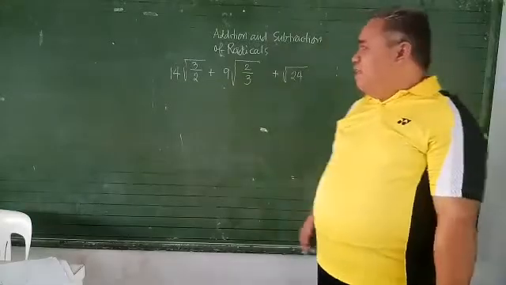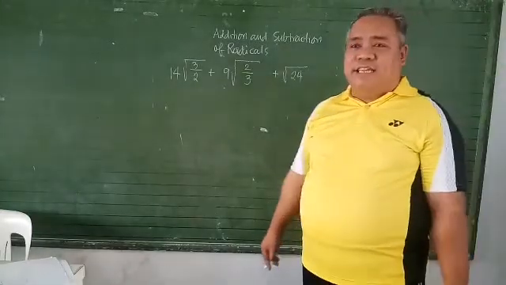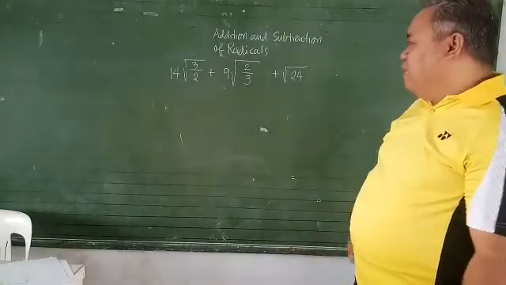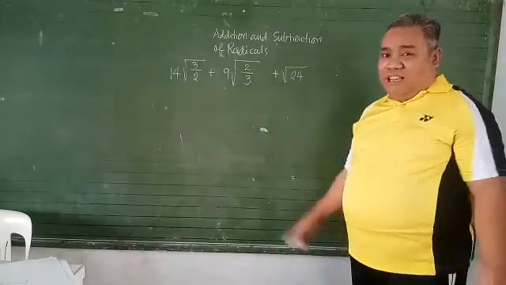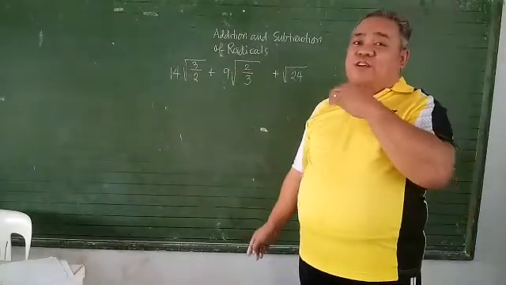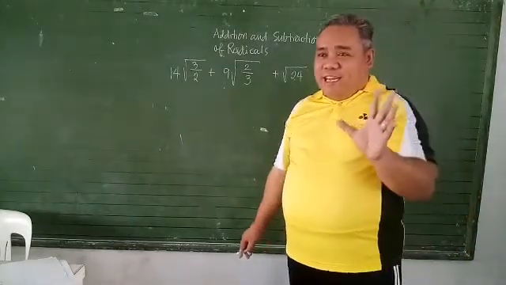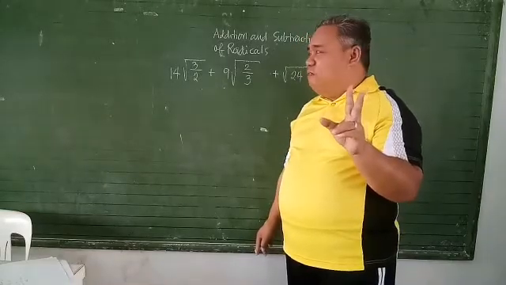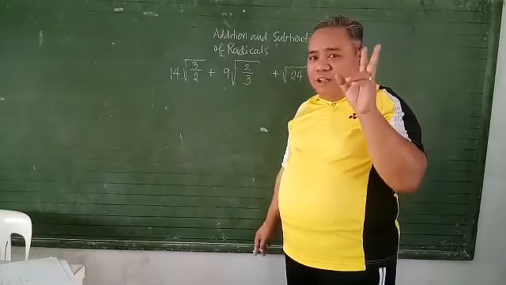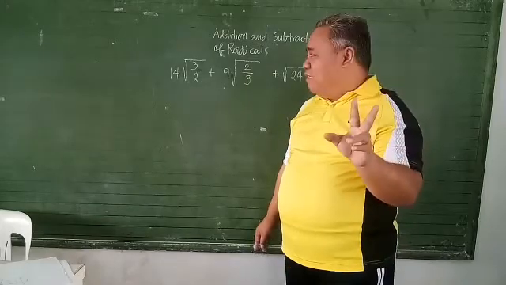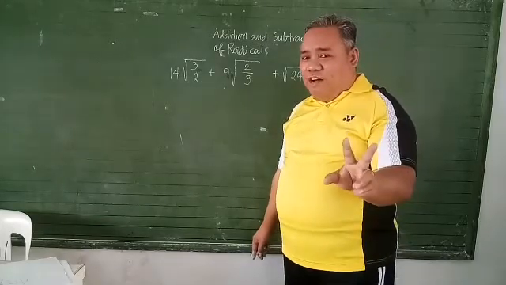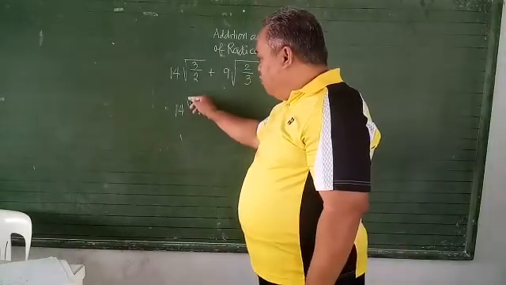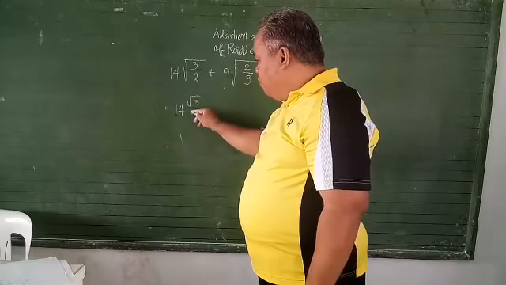So we're going to add the radical expression 14 times the square root of 3 over 2 plus 9 times the square root of 2 over 3 plus the square root of 24. At the very first step, para makakahirap, no? So we're going to apply here 2 rules in addition of radical expression. So we're going to apply first the rationalizing the denominator, and then we're going to factor out, and then we're going to add. So this is 14 square root of 3 over square root of 2.